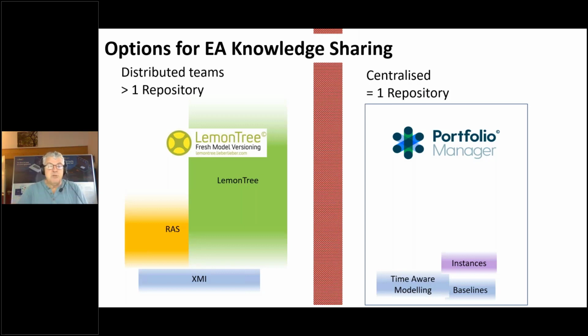Down the bottom of the slide, there are some other bits and pieces of EA solutions. They don't really work, although the RAS solution, I know Phil Chudley is going to talk about later today, so that's worth listening to Phil to find out more about that. But I don't really think that anybody would say that RAS was a solution to multiple repositories distributed all over the place. So it's really going to be Lemon Tree.